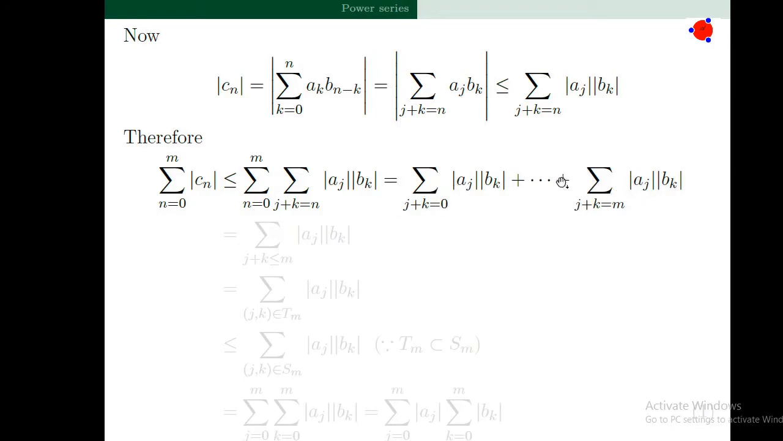So this finite sum can be written as summation of modulus of aj into modulus of bk such that j plus k is less than or equal to m. But this is equal to summation of modulus of aj bk, which is modulus of aj times modulus of bk, where the summation runs over all lattice points in Tm. That is, here the summation runs over all lattice points in Tm.